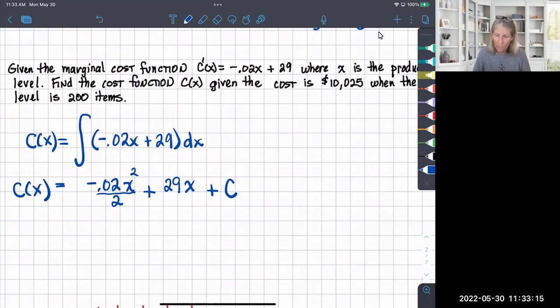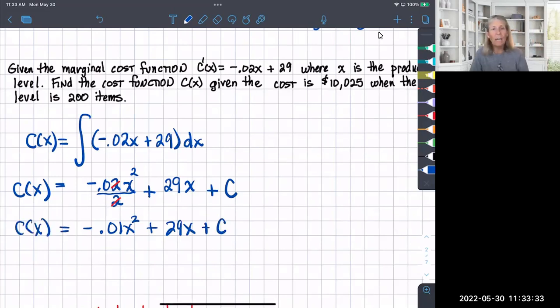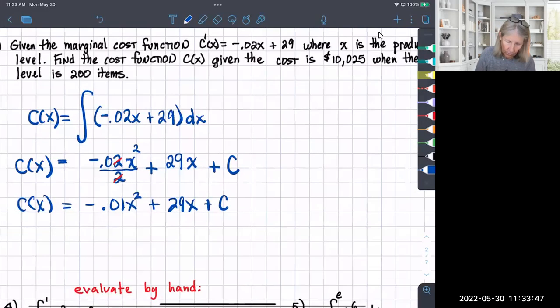Let me do a little reducing of this 2 here and this 2 here. So I can make this into a negative 0.01x squared plus 29x plus the constant. Now they gave me some information in the problem so that I could actually find the value of the constant. They said up here in the problem that the cost is $10,025 when the production level is 200. And they said x was the production level.